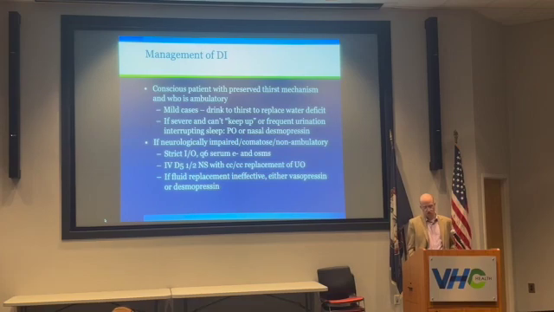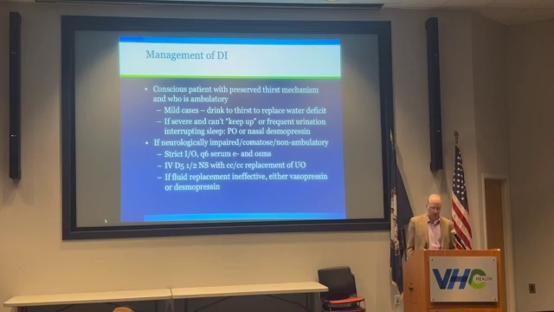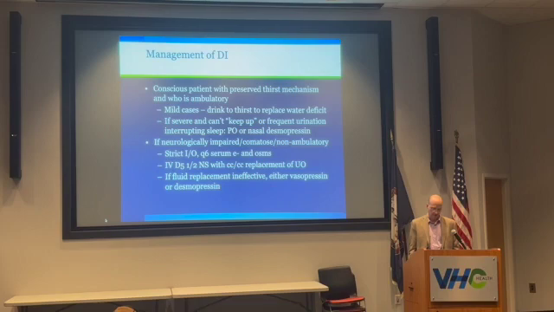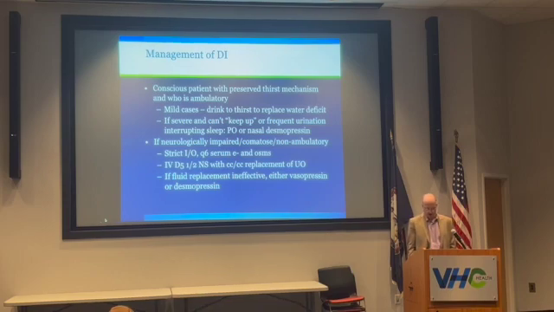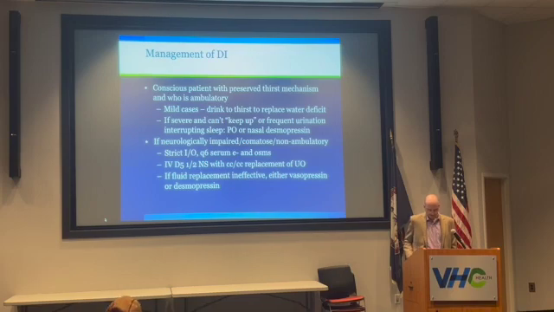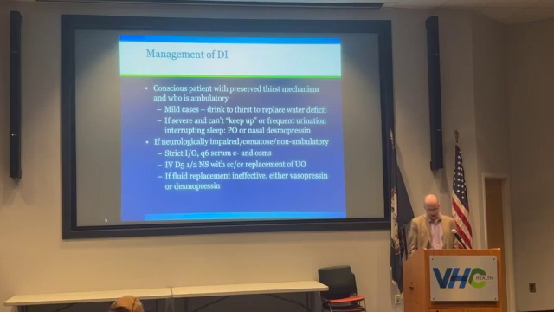In patients who have an impaired thirst mechanism, are neurologically not able to get up and out of bed, or are comatose, you want to replace their free water deficit cc per cc. So it requires strict I&O measurements, careful monitoring of serum sodiums and osmolality, and using D5 or half normal saline for replacement of the urine output. And if fluid replacement is ineffective, then they can get either vasopressin or desmopressin.